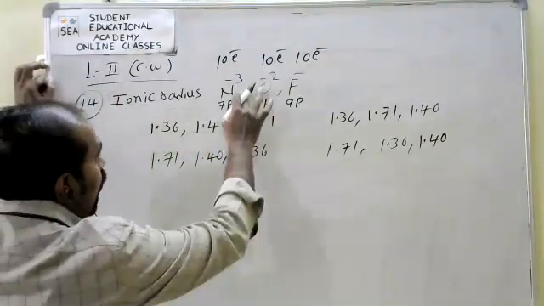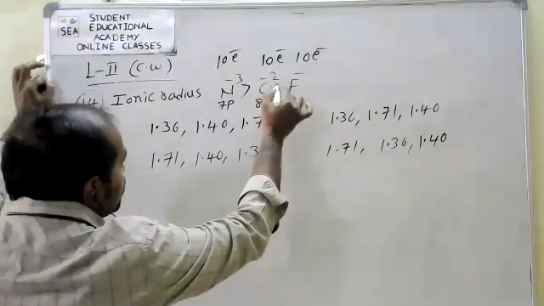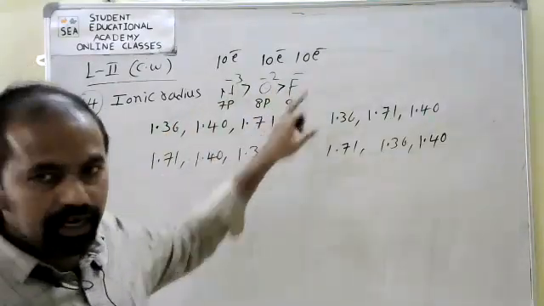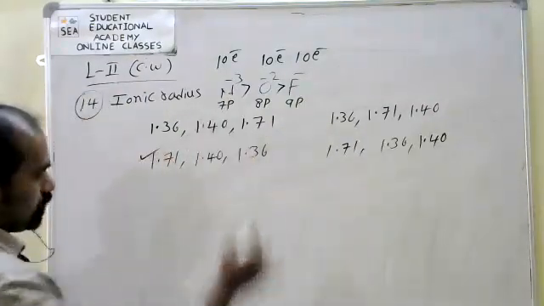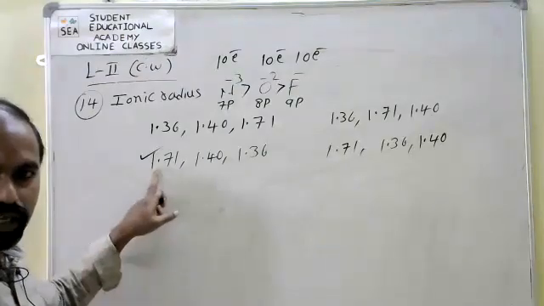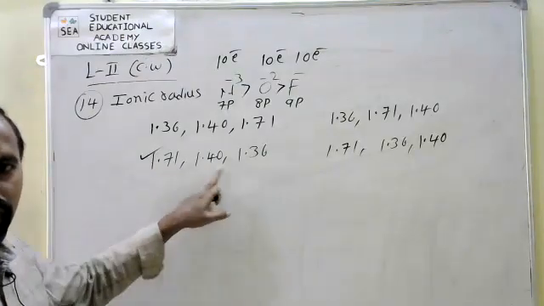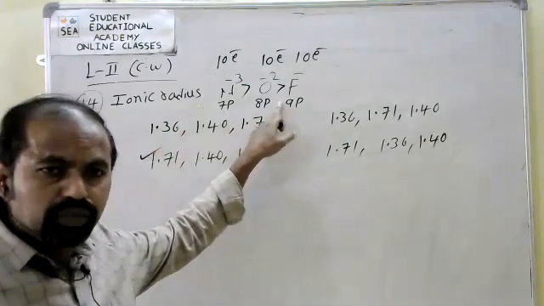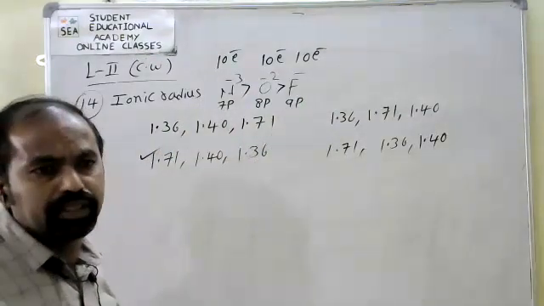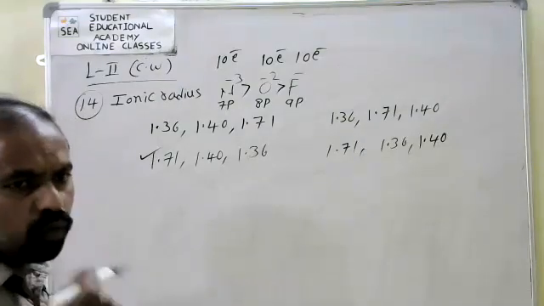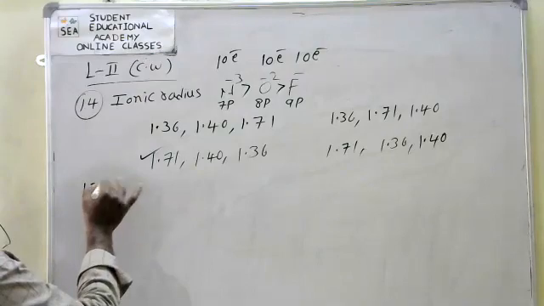So we want the radius order like this: first highest, second highest, third highest. That is given in the third option, 1.71, 1.40, 1.36. Highest is N-3, next O-2, next F-. That is one thing. Okay, next one more, the 17th question.